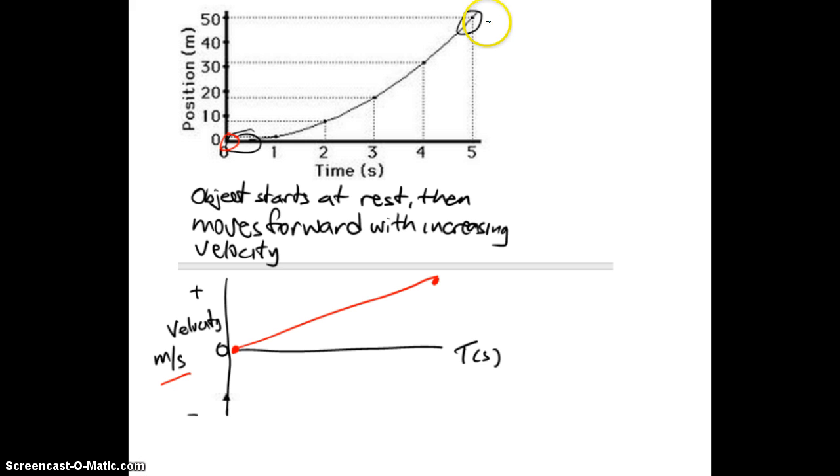If I wanted to get an approximate value, I can see between 4 and 5 seconds it went forward 20 meters. That's from 30 to 50 in 1 second. So it looks like we finish up around 20 meters per second. So just a quick review here: at the origin, or at 0 time, we were at rest, and we started moving forward with increasing speed. We see that here. As time goes along, the value of velocity continues to increase.